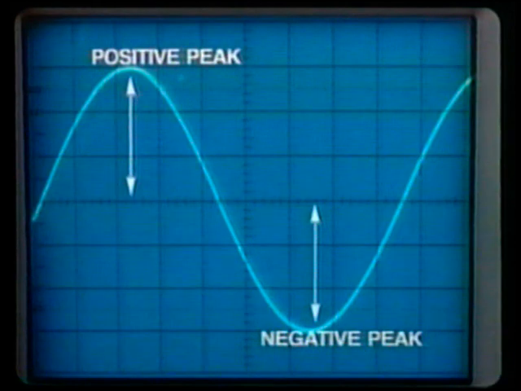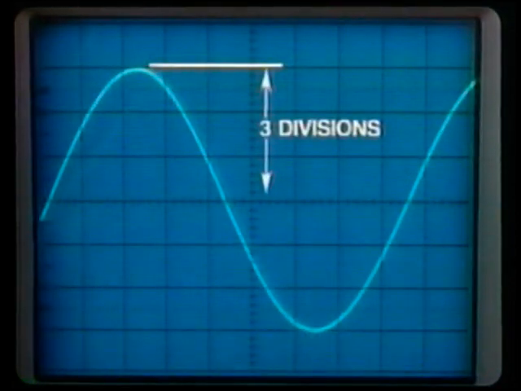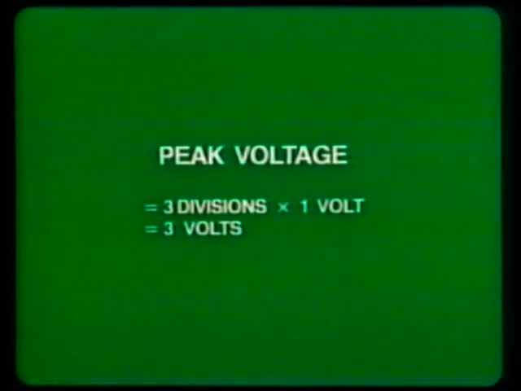Let's measure the peak voltage of this waveform. The peak voltage is the maximum voltage from the baseline to the positive or negative peak. For example, the peak voltage for this waveform is equal to 3 divisions. Remember that each division is calibrated to equal 1 volt. Therefore, to find the peak voltage, simply multiply 3 divisions by 1 volt. This gives a peak voltage or value of 3 volts.